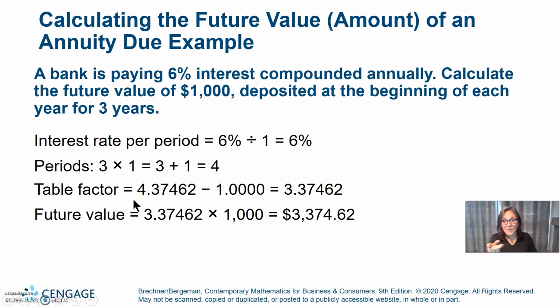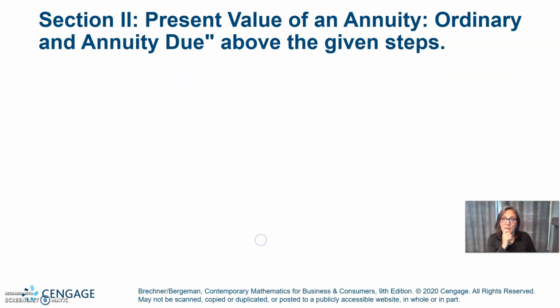We're going to go to the table, and it gets us 4.37462, because it's now a different number of periods, right? So it's not the same as it was before, but we're going to subtract 1. So we get 3.37462, and we multiply that by 1,000, and it gets us this answer, which is what we came out with when we did it manually. Okay?